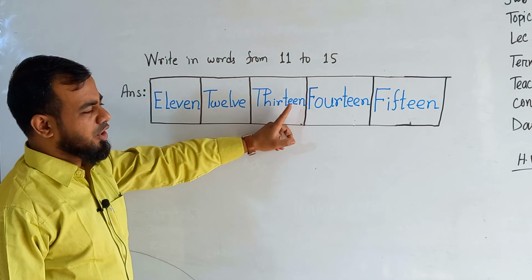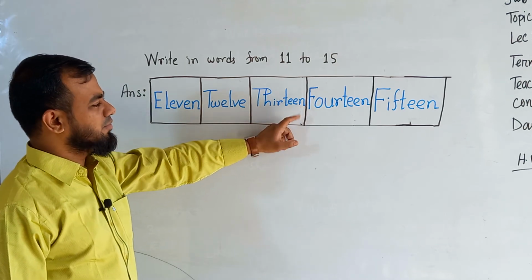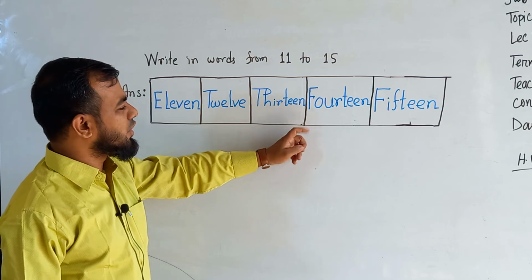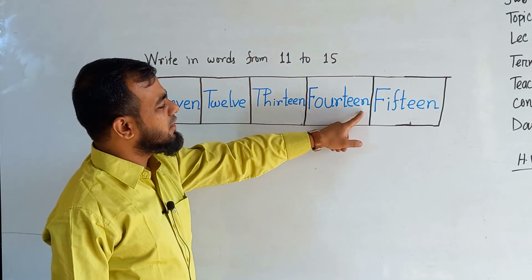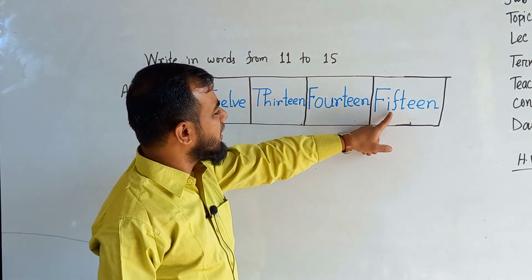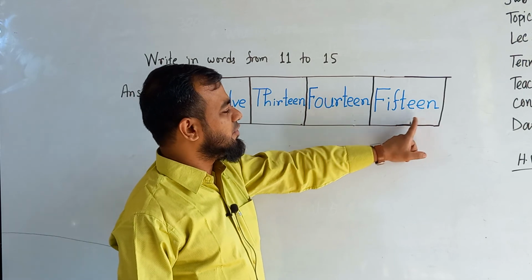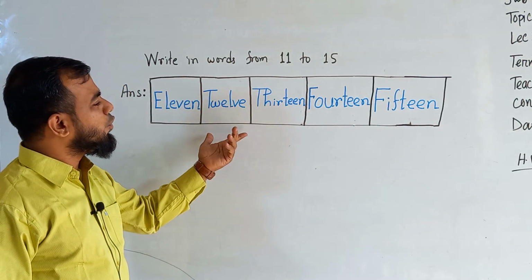T-H-I-R-T-E-E-N, 13. The next number is 14. The spelling of 14 is F-O-U-R-T-E-E-N, 14. And the last number is 15, whose spelling is F-I-F-T-E-E-N, 15. I hope, dear students, you have understood how to write in words.